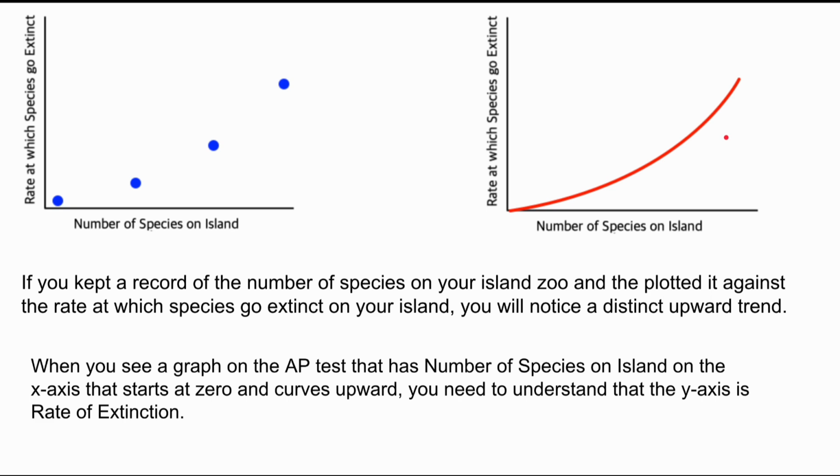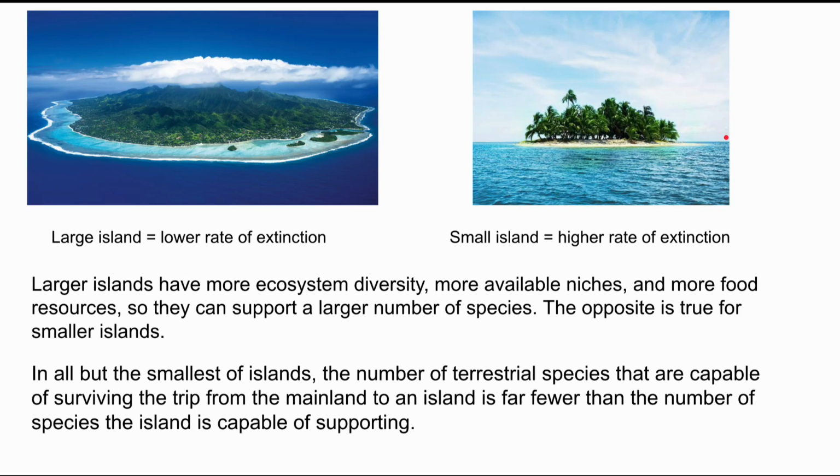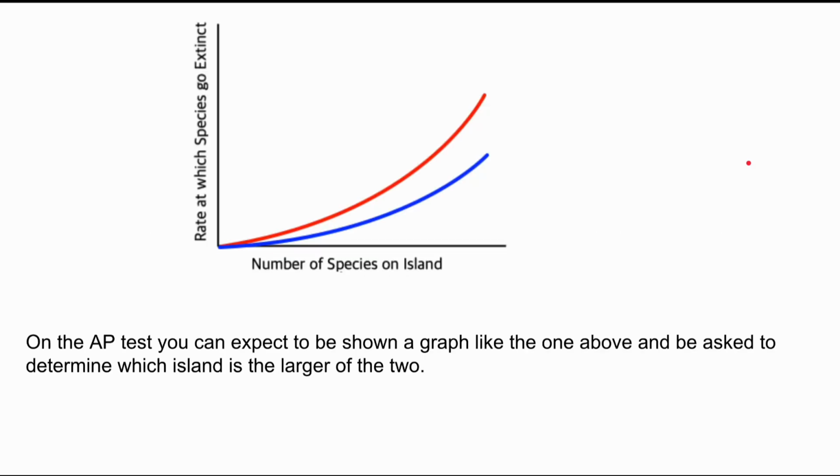All right, so here you go. I have a large island here. A large island can support a lot of species, so I can have more biodiversity on this island. But a small island can support fewer organisms, so I'm going to have a higher rate of extinction and lower biodiversity. Big island, low rate of extinction. Small island, high rate of extinction. So when I look at this, I'll get a graph like this.